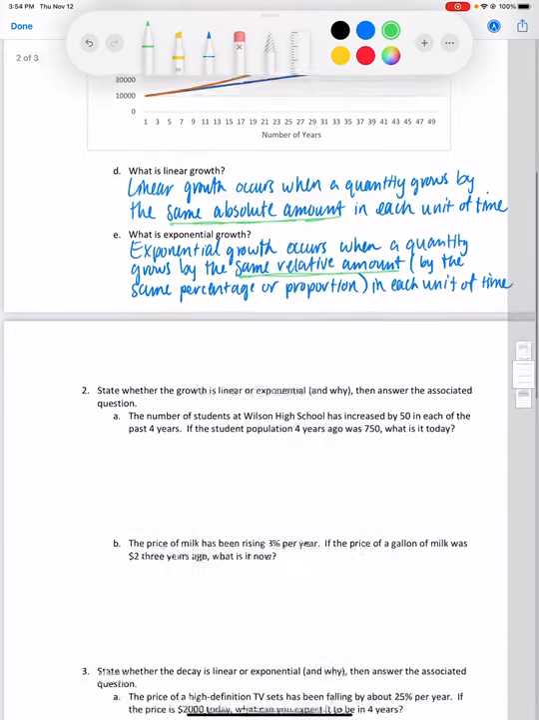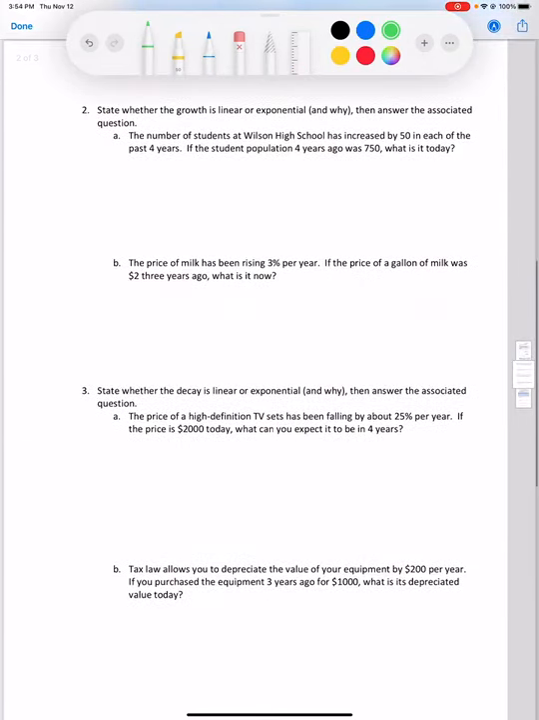Let's go ahead and take a look at number 2. We want to state whether the growth is linear or exponential and why. Then answer the associated question. A. The number of students at Wilson High School has increased by 50 in each of the past 4 years. If the student population 4 years ago was 750, what is it today? So we're going to say the growth is linear because it's adding the same absolute amount each time.